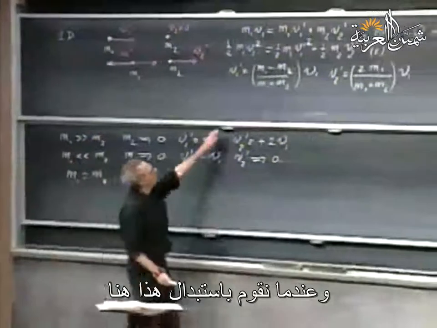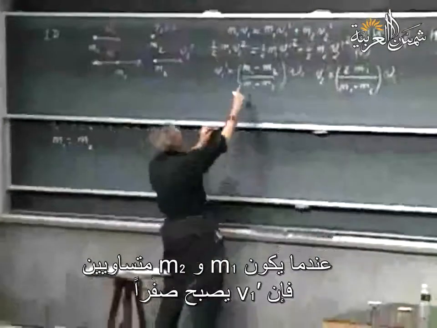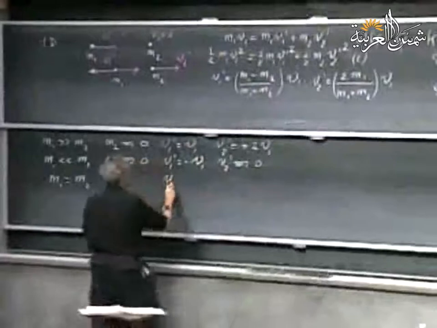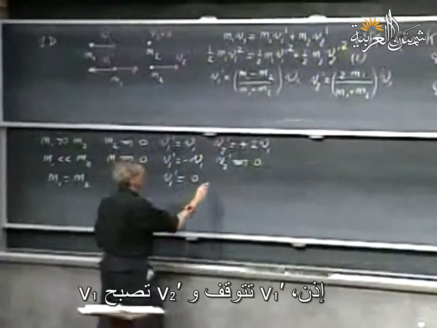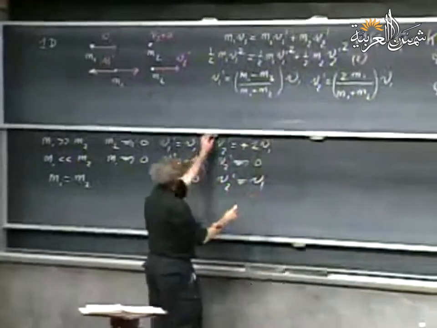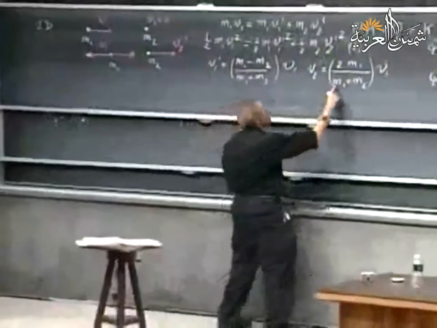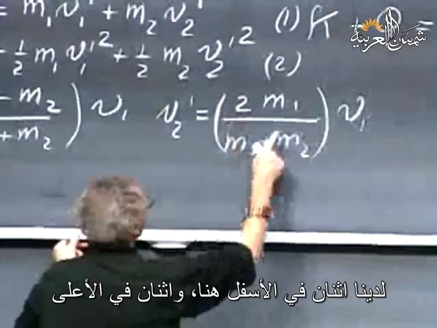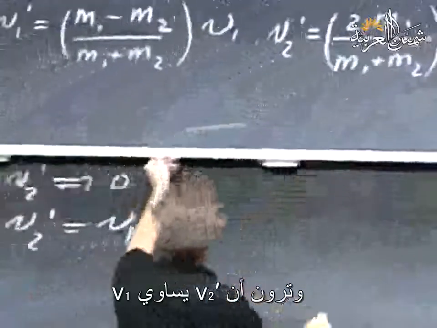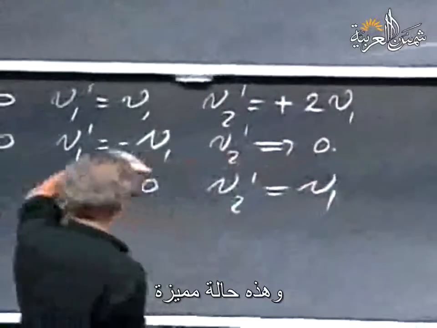And now we have a very cute case, that M1 equals M2. When you substitute that in here, V1 prime becomes 0. So the first one stops, but V2 prime becomes V1. If M1 equals M2, you have 2 downstairs here and 2 upstairs, and you see that V2 prime equals V1. And that is a remarkable case.